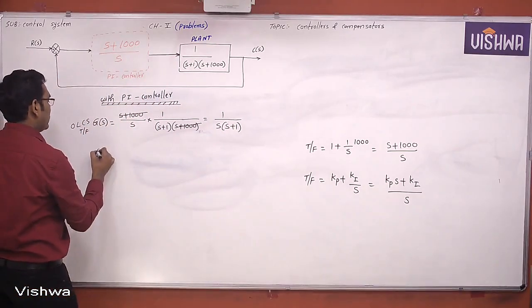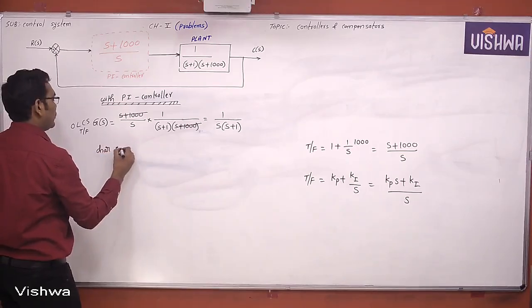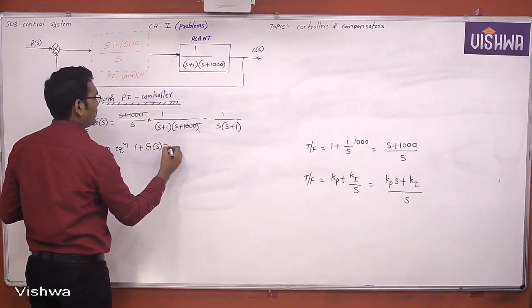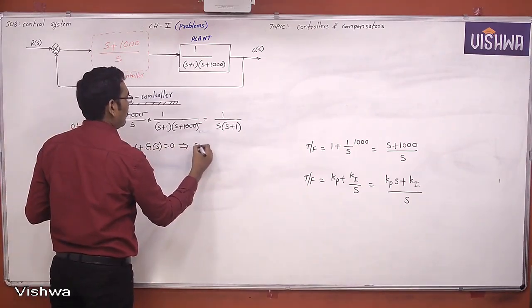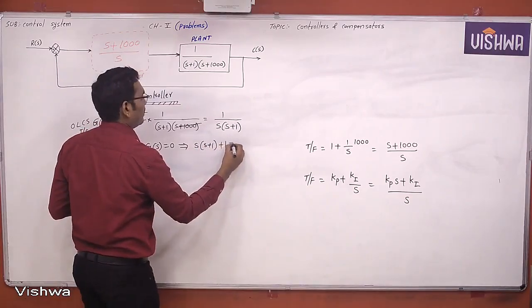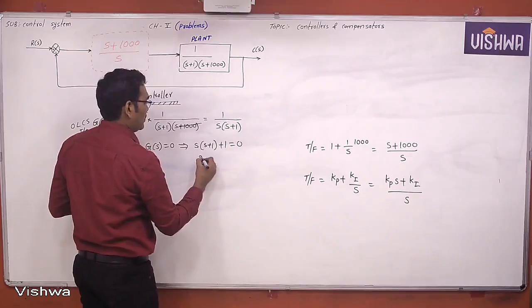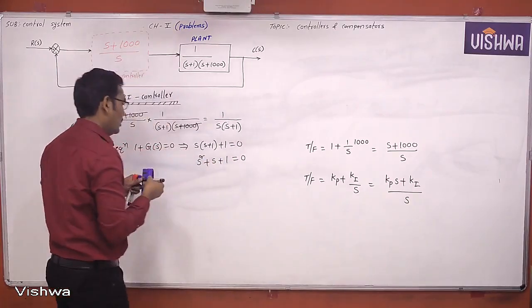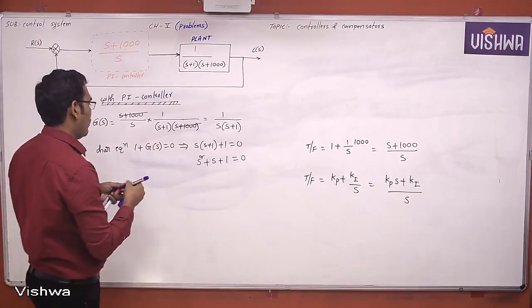Then what is the characteristic equation? Because time domain specifications are related to the closed loop control system. 1 plus G of S equal to 0. Therefore, S into S plus 1 equal to 0. S square plus S plus 1 equal to 0. This is the characteristic equation of order 2.